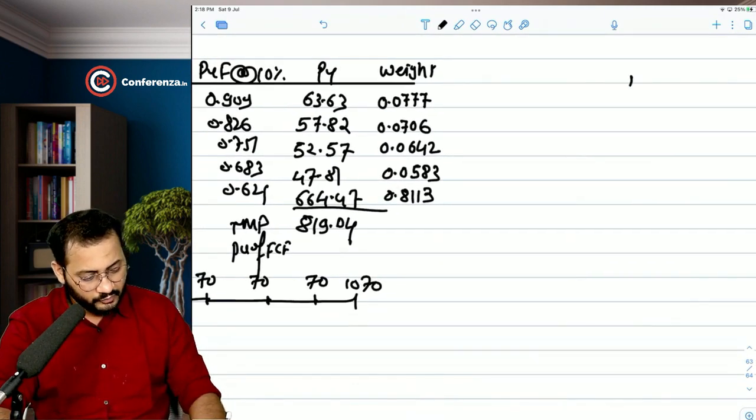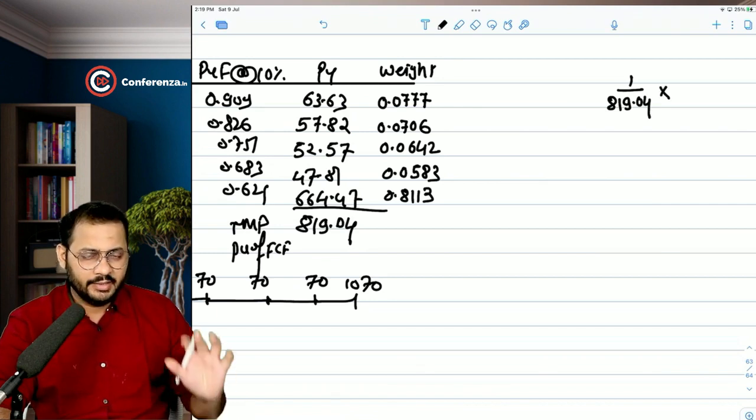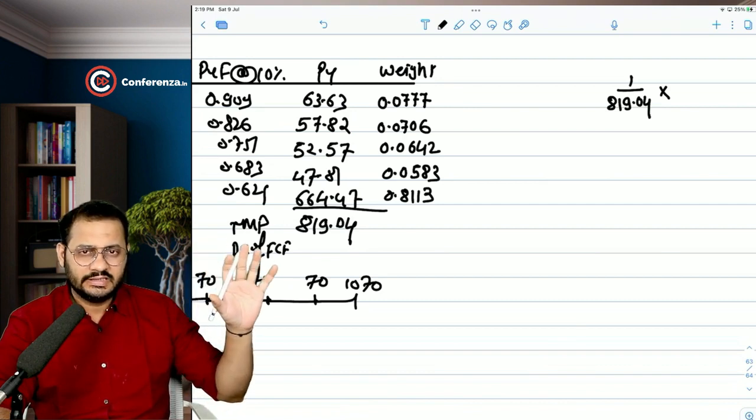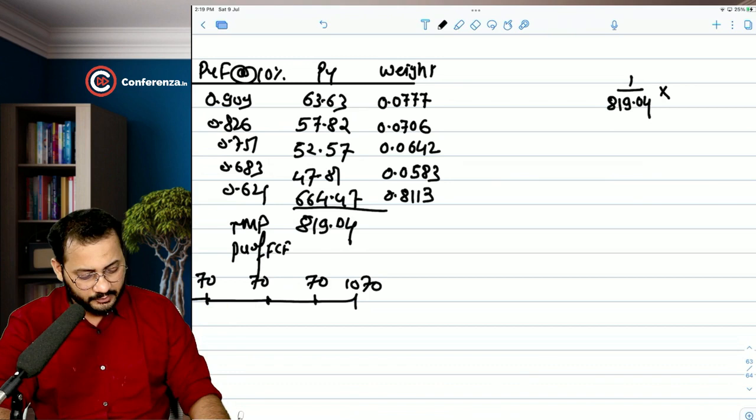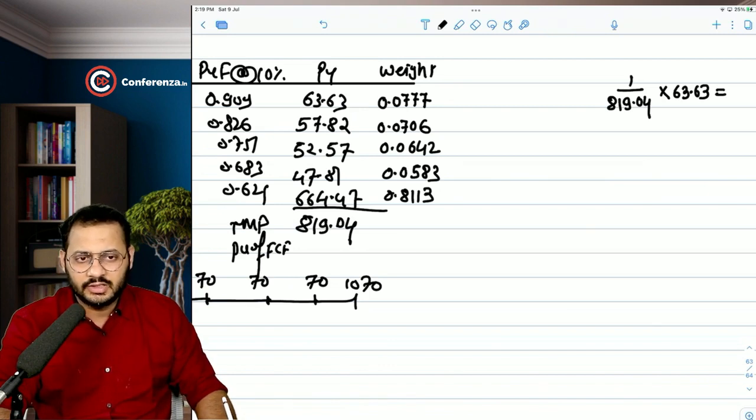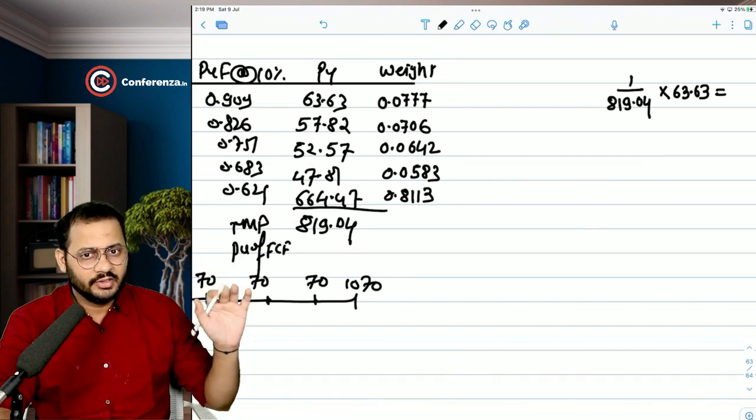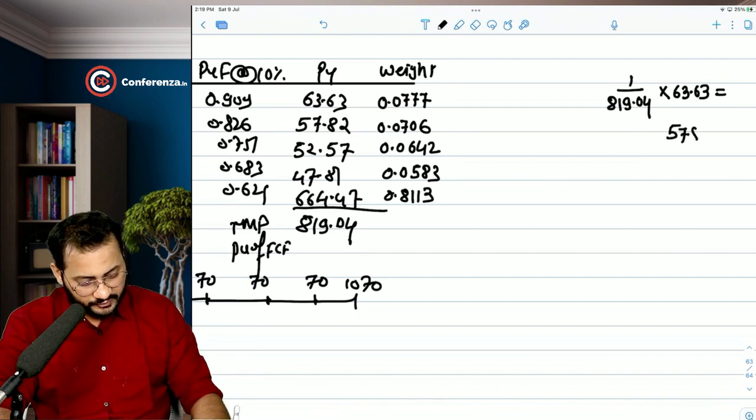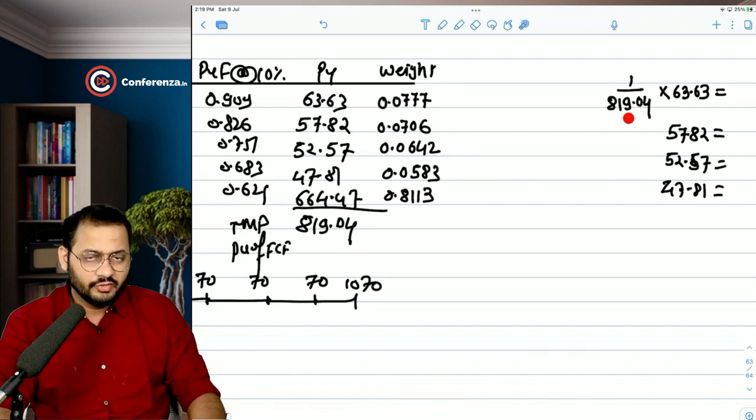See, what I am doing is, once I place it in the calculator like this, I will give you the calculator trick. 1 divided by 819.04. Then I pressed these buttons on the calculator and then pressed multiplied by 63.63 equals to, and I got the answer of 0.0777. All the data is as it is in the calculator, and then I'm pressing directly nothing else but this, 57.82 equals to, 52.57 equals to, 47.81 equals to. These two functions, 1 divided by 819.04 and into, will be done automatically by the calculator. You just have to press numbers and equal to.